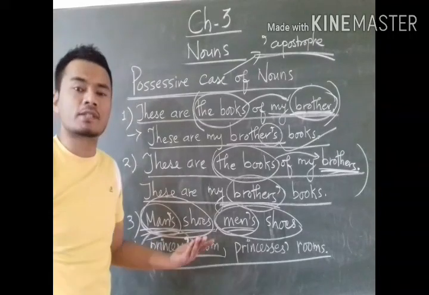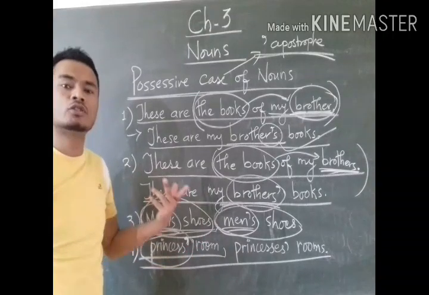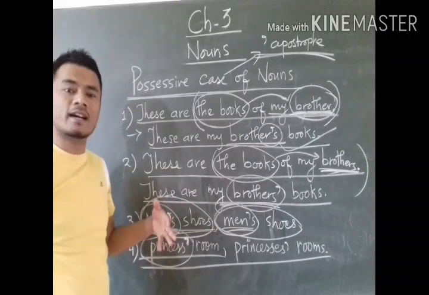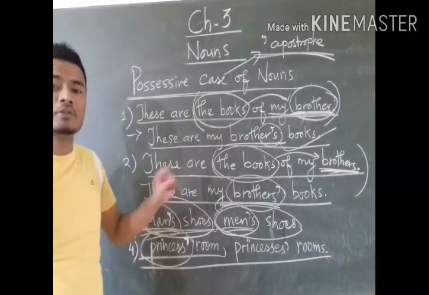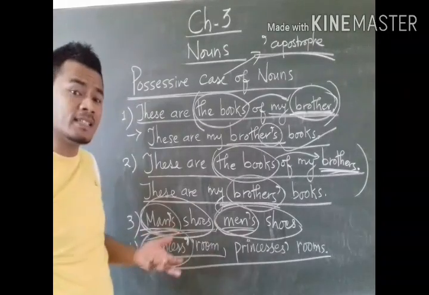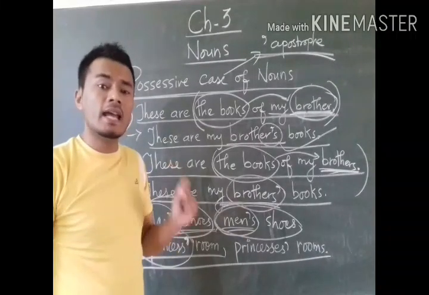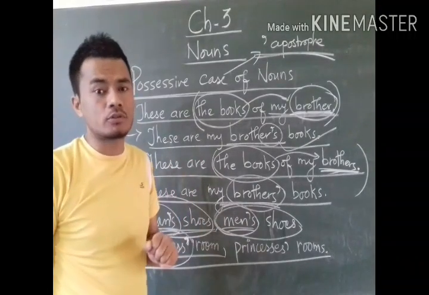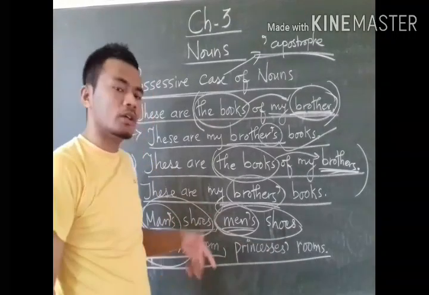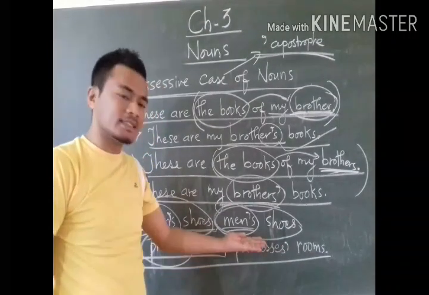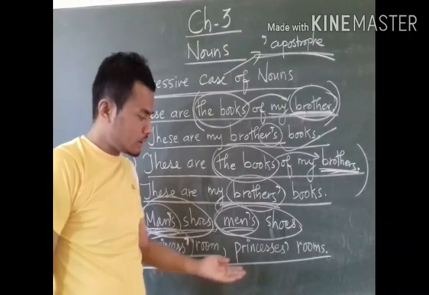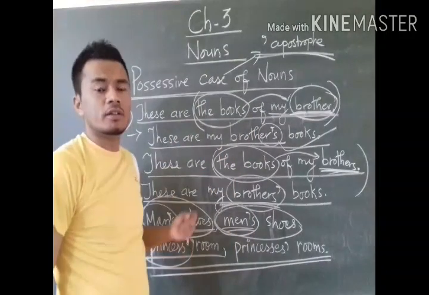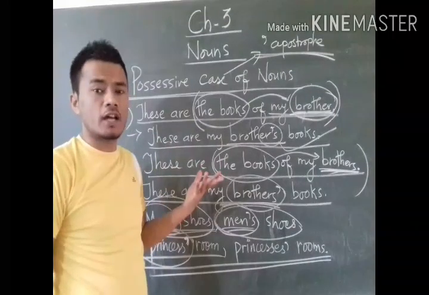In the same way, James, J-A-M-E-S, James' shoes. So J-A-M-E-S, James, apostrophe. Charles' diary, C-H-A-R-L-E-S, ends with s, so apostrophe only. Understood? If any singular name ends with s, then in the singular case also we have to use only apostrophe. And in the plural case we already have only apostrophe. Princesses' rooms. So these were the possessive cases of nouns.